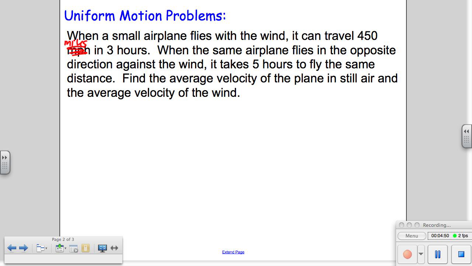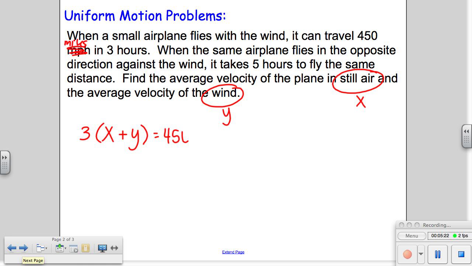So the first thing is this: we're going to define our variables. Let's say still air x and wind y. Again, we have two things we know. Now, if the plane is flying with the wind, we're going to add its still air and the wind together, and that's what's going to make it go. Now, in 3 hours, if I times this by 3, we're going to get 450 miles.